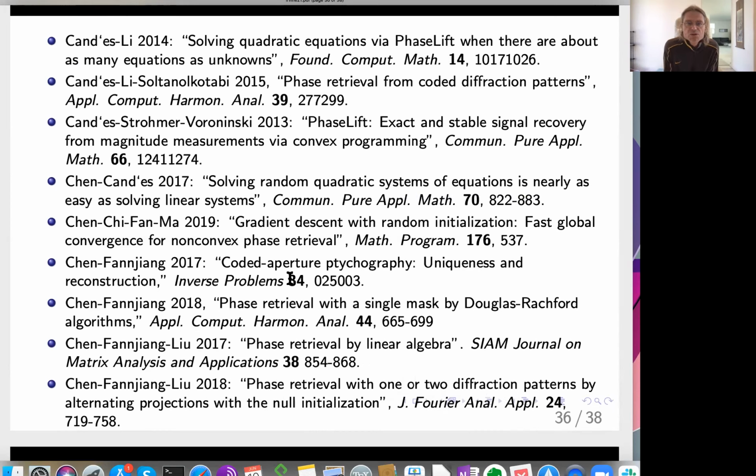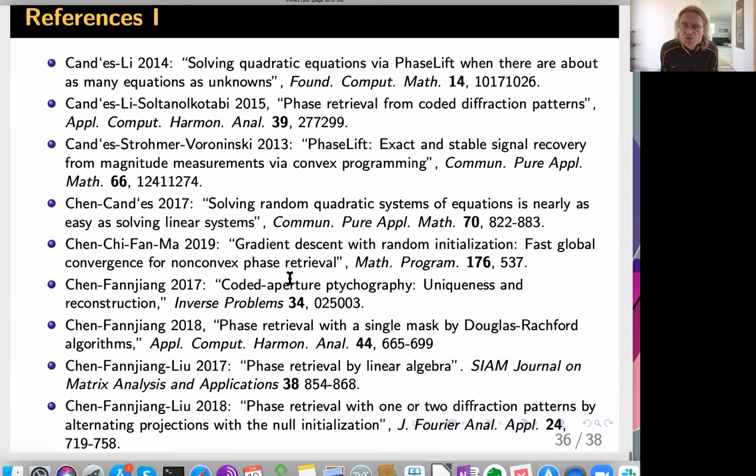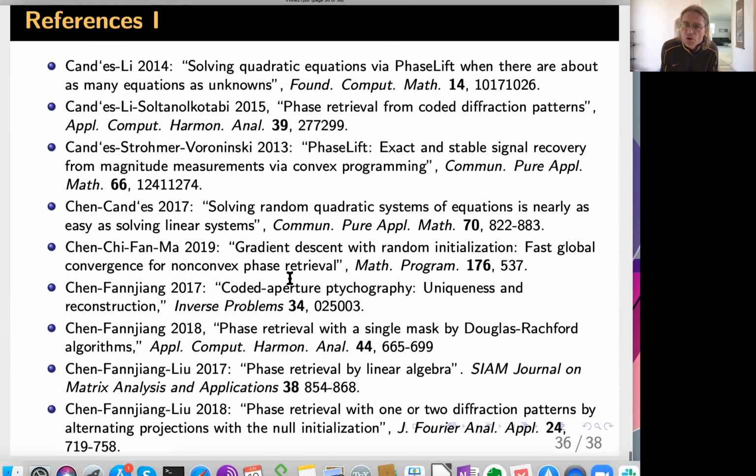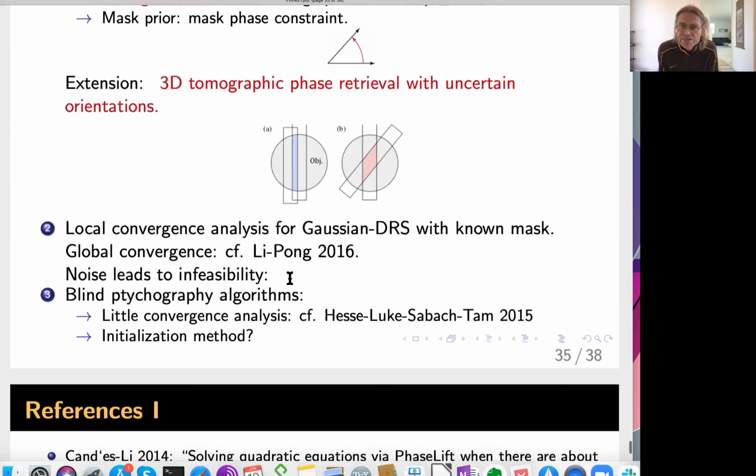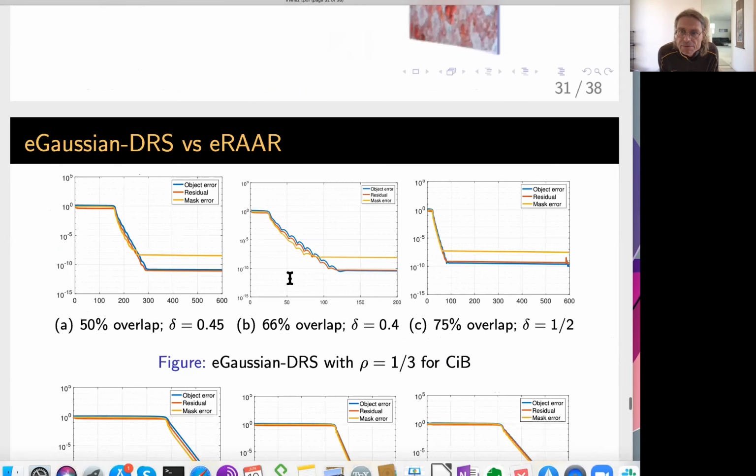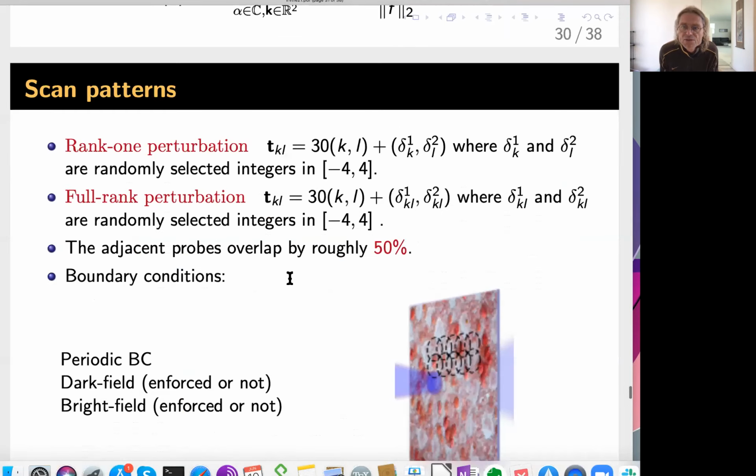So, I was wondering, for the mask in the blind case, is there some sort of drift of the mask, or could you consider the mask to be fairly stable over a raster scan? So you have one mask to identify.